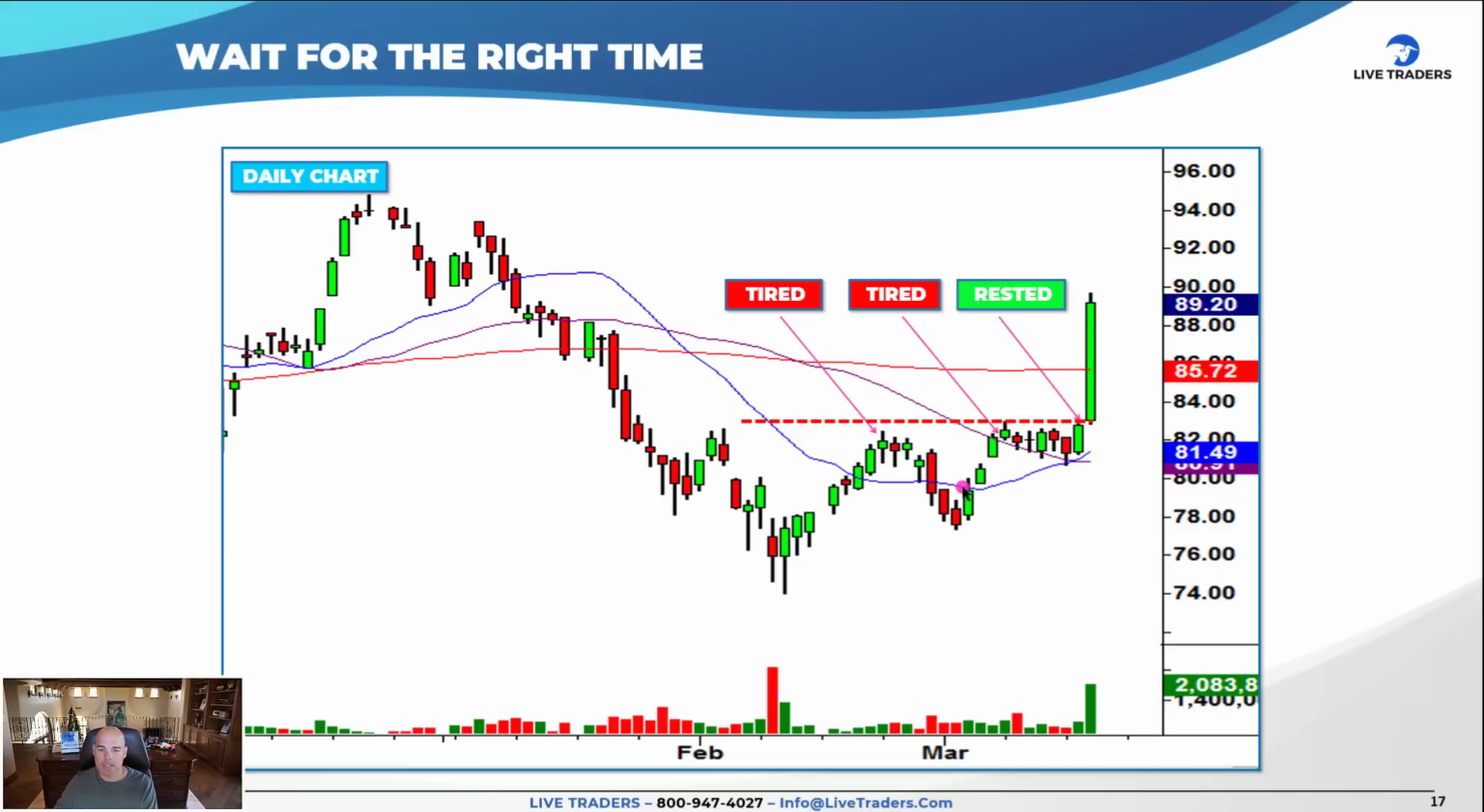I think you guys have seen this slide before. Okay, I've used it before. Stock goes higher, pulls back, bounces, and then just sells off. Goes from 93 all the way down to 74. Bounces. Tired. It's getting to the prior pivot area after an extended move. Pulls back, bounces. It's getting to the prior double top after an extended move.